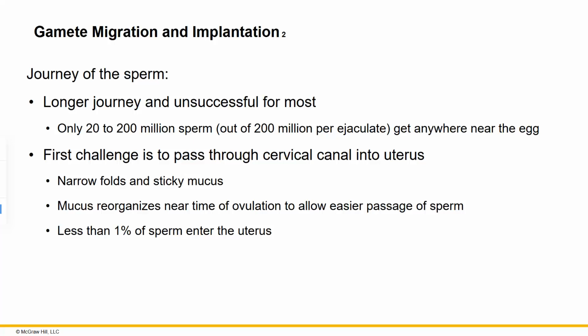The first challenge is to pass through the cervical canal into the uterus. The narrow folds and sticky mucus prevent it from getting through. The mucus does reorganize near the time of ovulation to allow for easier passage of sperm. Inside of the uterus should be a sterile environment. The intent is to grow a baby in there, so we don't want to have a lot of nasty microorganisms.